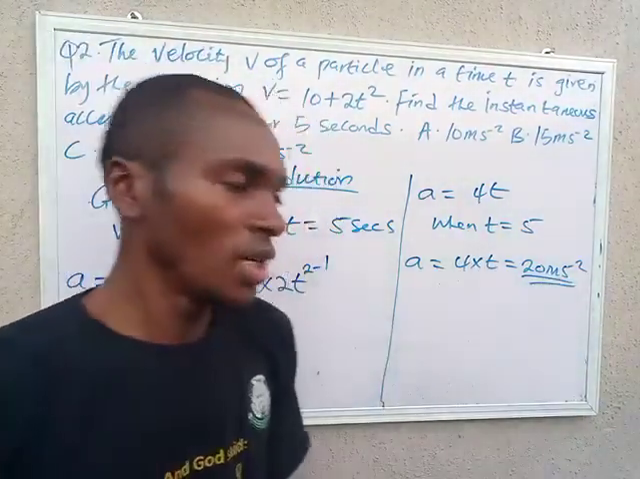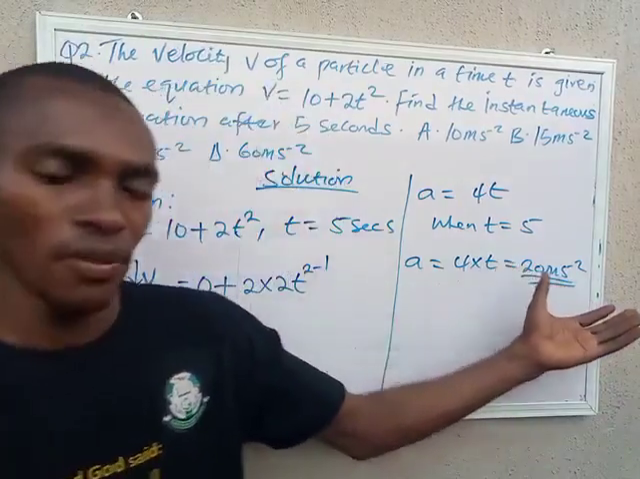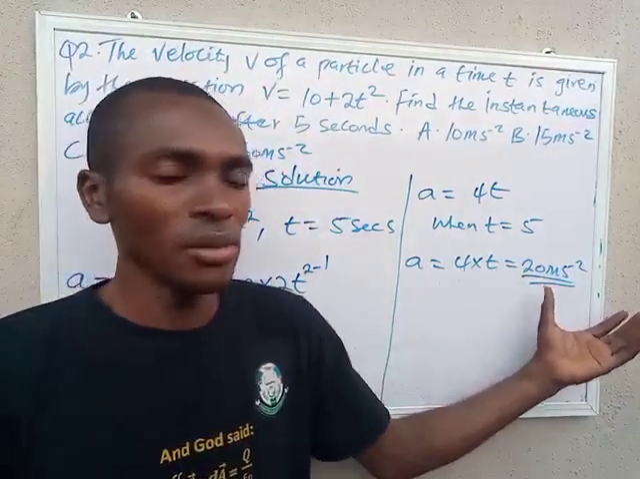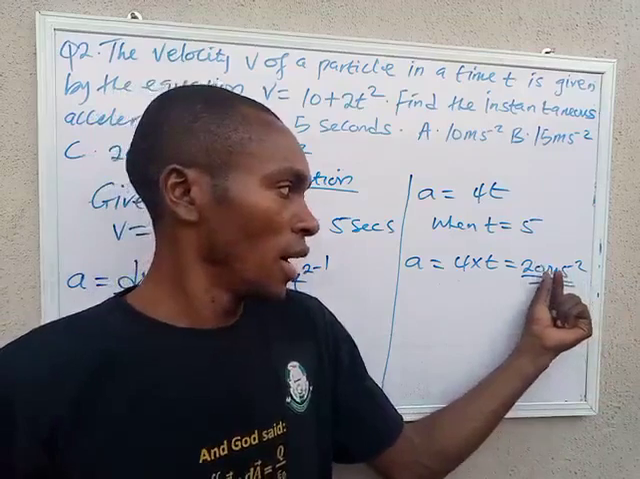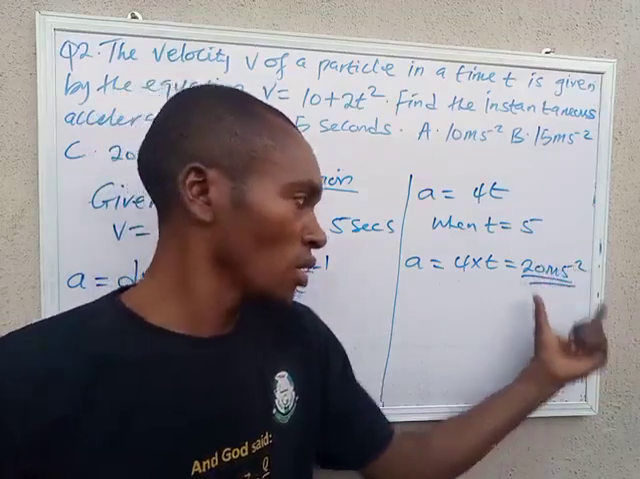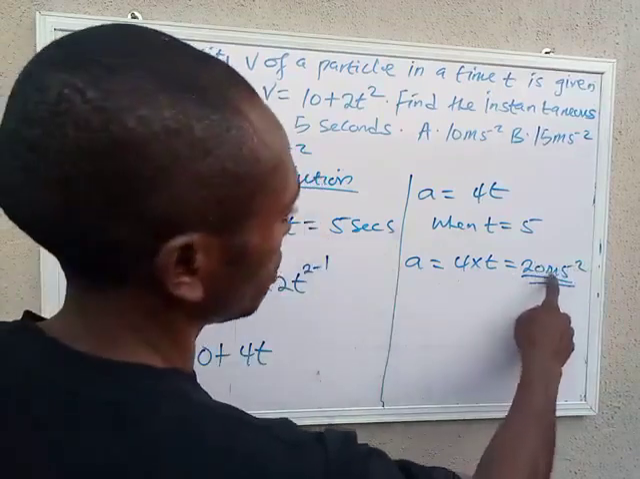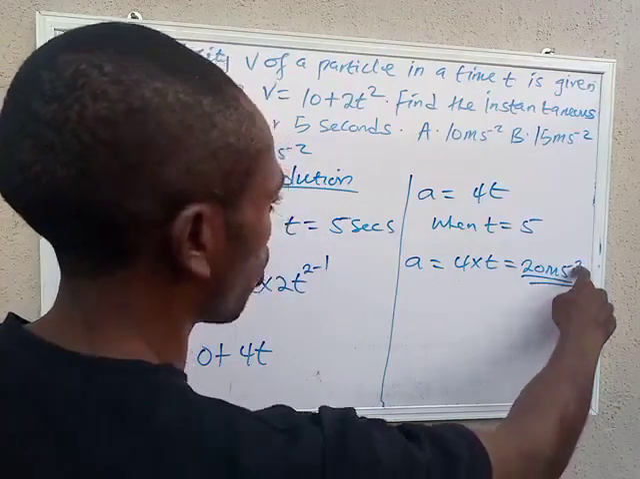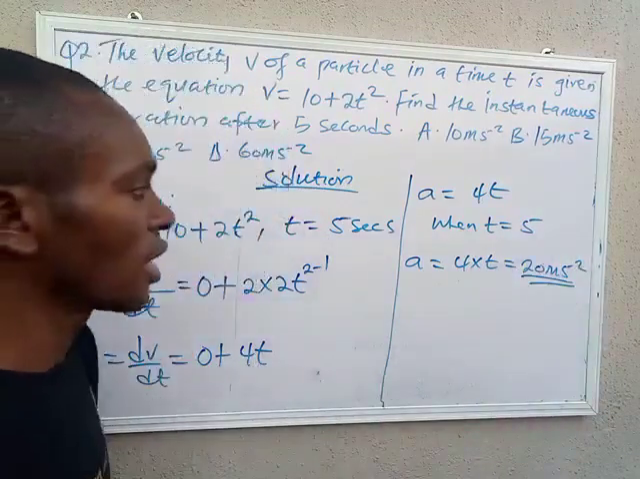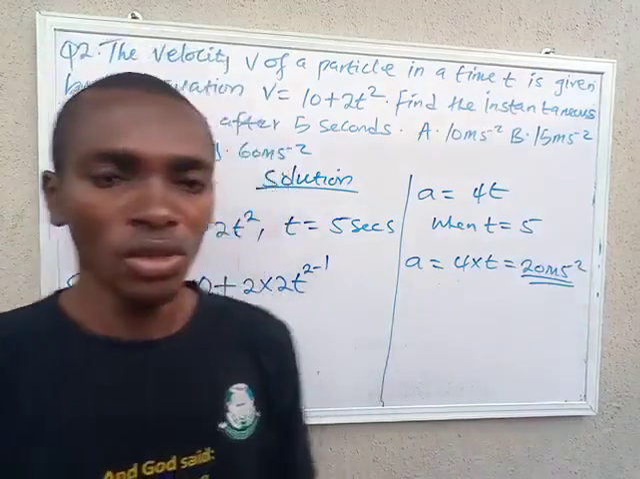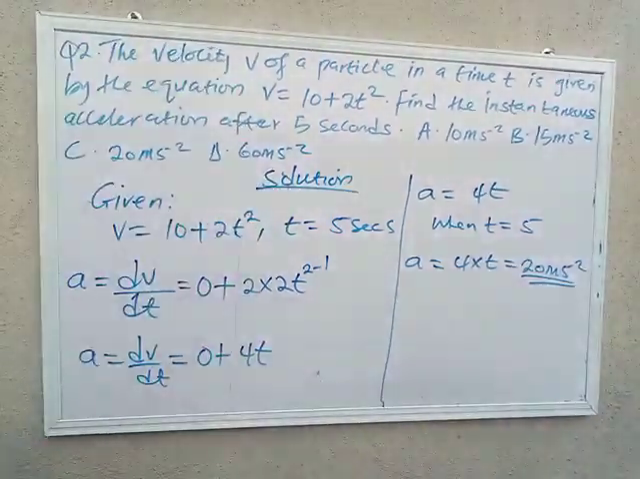Now we did a work on dimension on how to get this unit. If you check one of my videos on dimension, you know how we got meter per second squared. That's the SI unit for it, the standard unit for this. So we have 20 meters per second squared. That is the answer to this question. And let's also see another question.